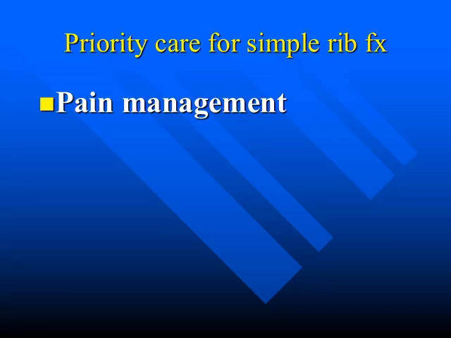Priority of care for a simple rib fracture, if we just have someone who we're taking care of who has a rib fracture, is pain management. Now obviously we've got to make sure that they're able to breathe and we don't have anything penetrating into the lung, but then that wouldn't be classified as a simple rib fracture. So pain management with these patients, and we would need to teach them to splint, because by splinting it can help reduce the discomfort that our patient is having.